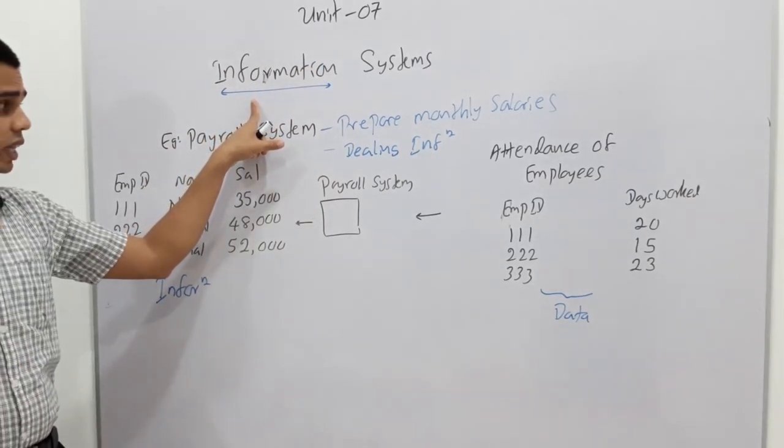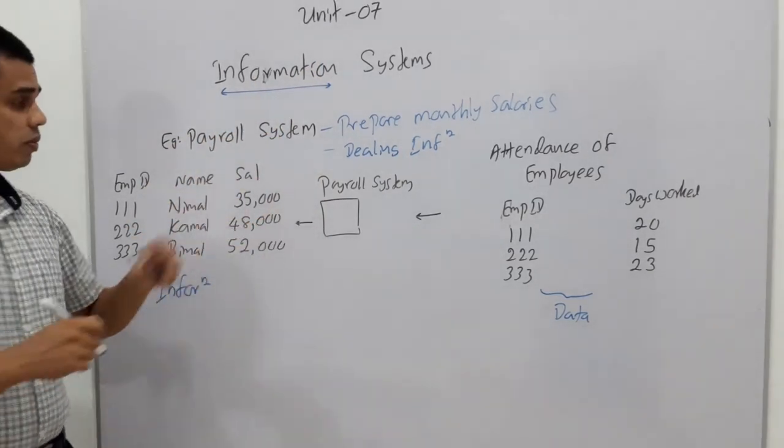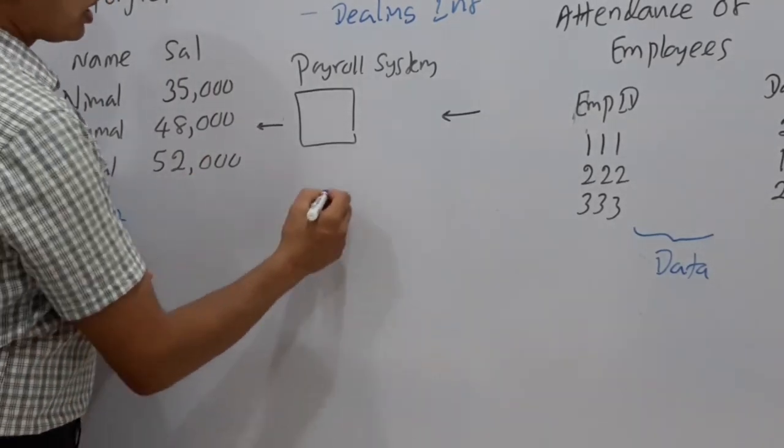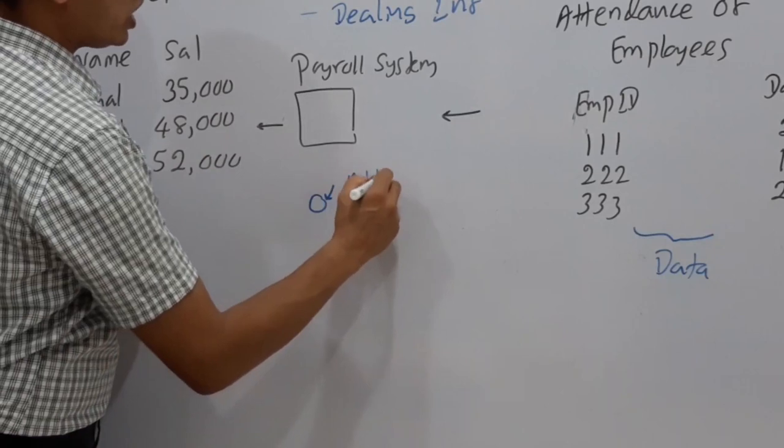If I explain that further, this payroll system is a collection of items. Is it a collection of items? Some of the items are the attendance sheets.